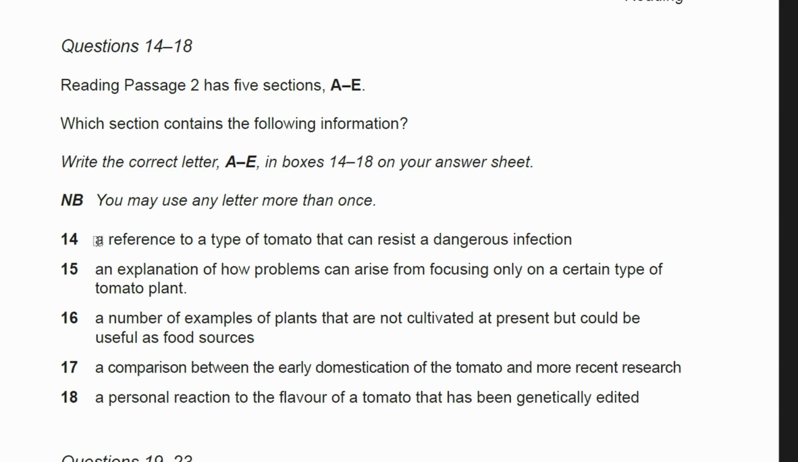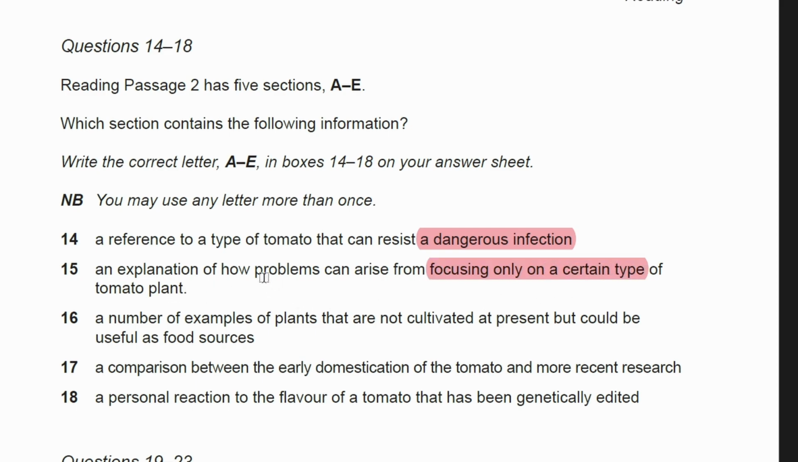We don't want to choose these words like reference, explanation, example, comparison as our key phrase. They are explaining what type of answer we are looking for. And we also don't want to choose tomato as our key phrase because this is in the heading. So we are going to choose a dangerous infection as our first key phrase. For question number 15, we are going to choose focusing only on a certain type.